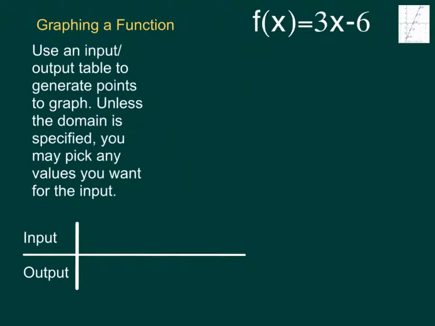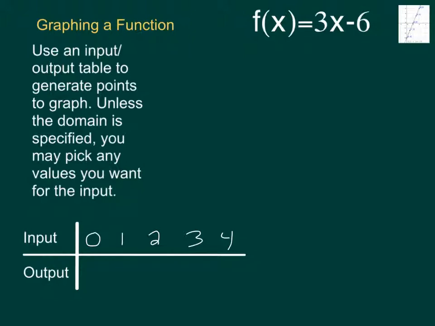Now, if we want to graph a function, we're going to use an input-output table. That'll give us points on the graph. Now, unless we're told what the domain is, we can pick any values that we want to use for the input. And so in order to do this, I'm just going to pick some easy values. It's always good to start with 0, and then maybe we'll just pick some other ones: 1, 2, 3, and 4. We'll have a bunch of examples like that there.